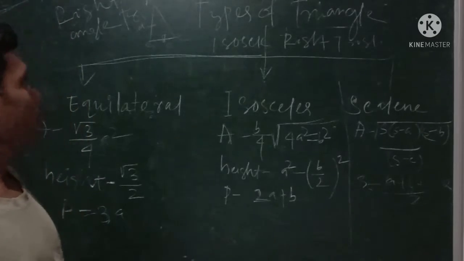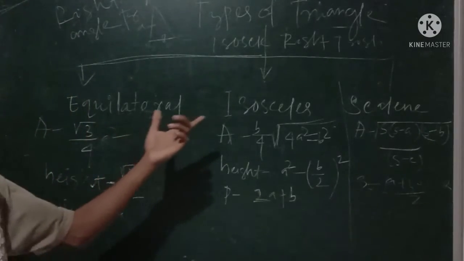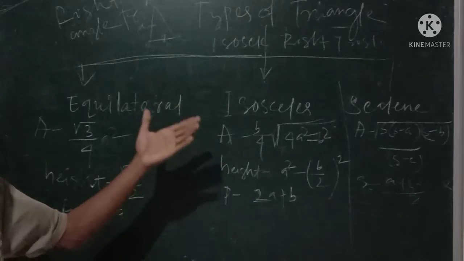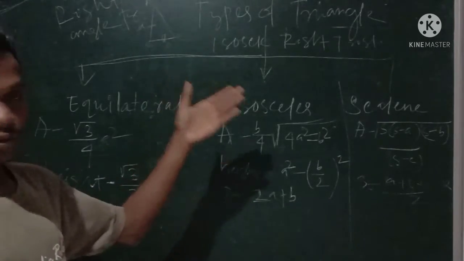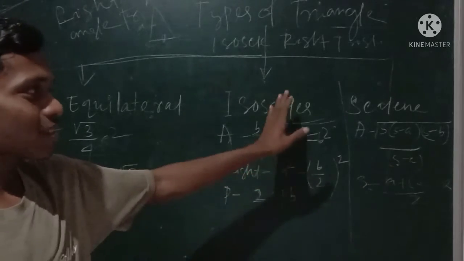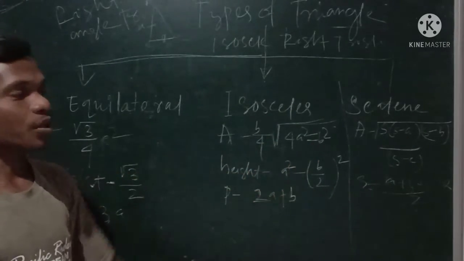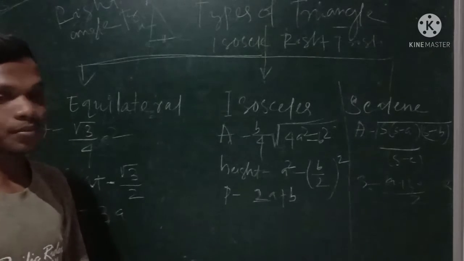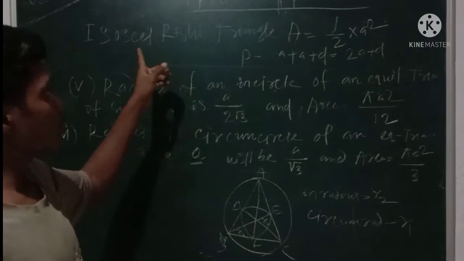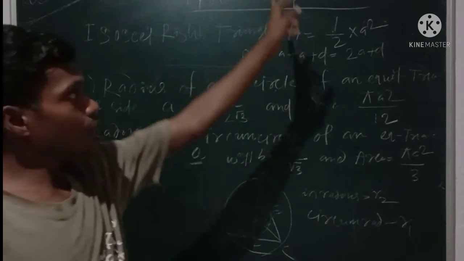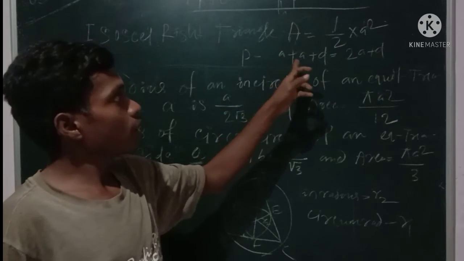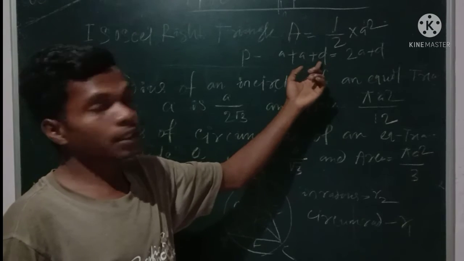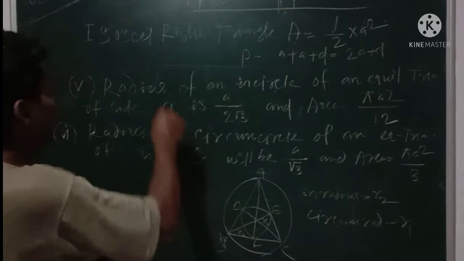Okay, equilateral triangle, isosceles triangle, scalene triangle. How to find the area, height, perimeter? We already discussed this. Next we see how we find the isosceles right triangle's area: half into a square, and perimeter a plus a plus d, where d means hypotenuse.